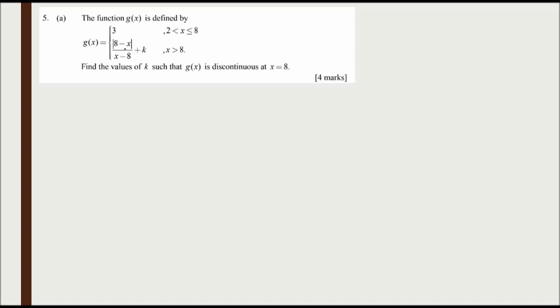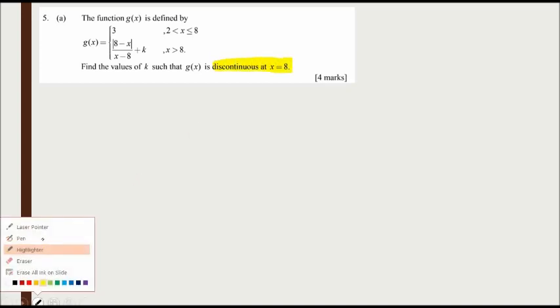And then the absolute value of 8 minus x over x minus 8, plus k, when x is greater than 8. Now we need to find the value for k such that g(x) is discontinuous at x equals 8. Alright, so this is the case we are given, where it is discontinuous at x equals 8.